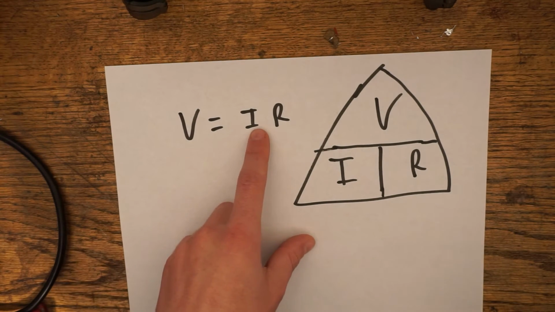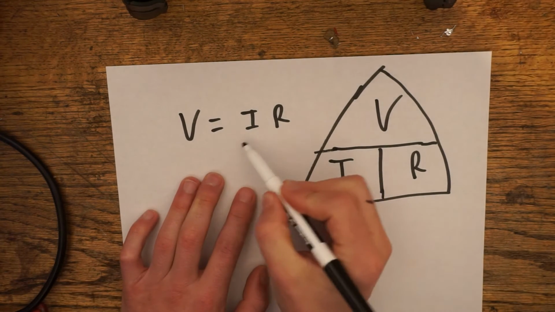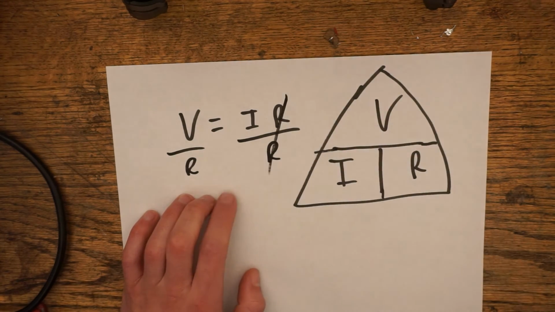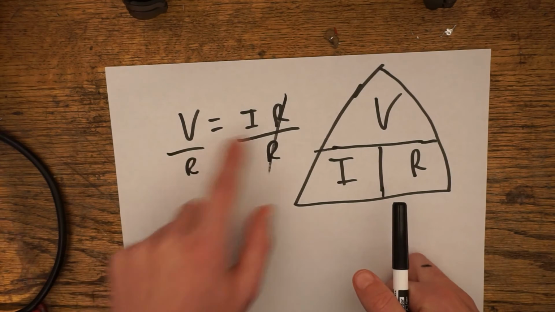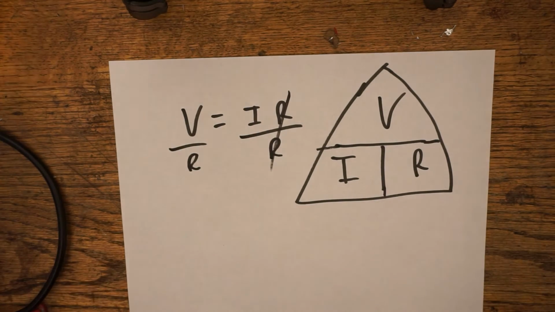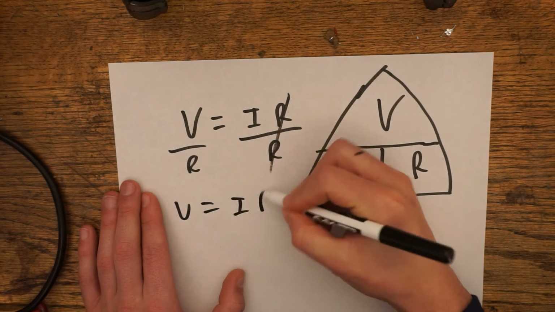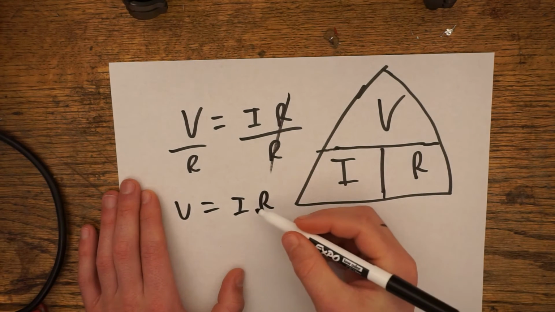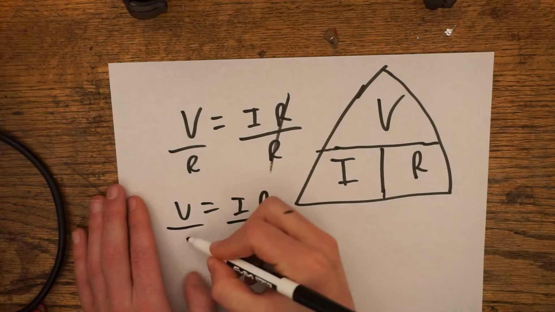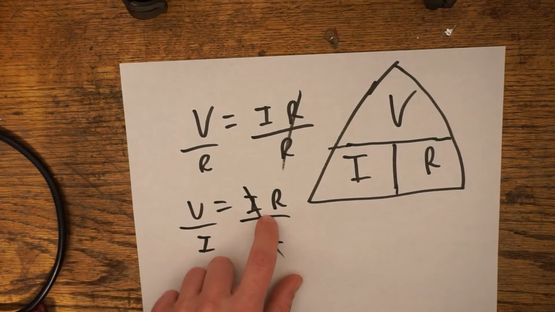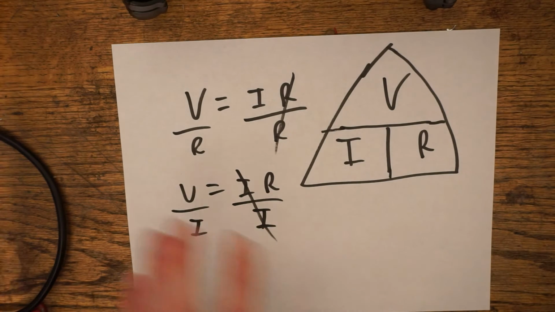So if I was looking for, say, I, I could just divide each side by R. These R's will cancel, and V over R equals I. And you can do that in any way. You could have said V equals I R, and if I was looking for, say, R, I could divide each side by I, cancel those out, and V over I is R. So that's one way of doing it.